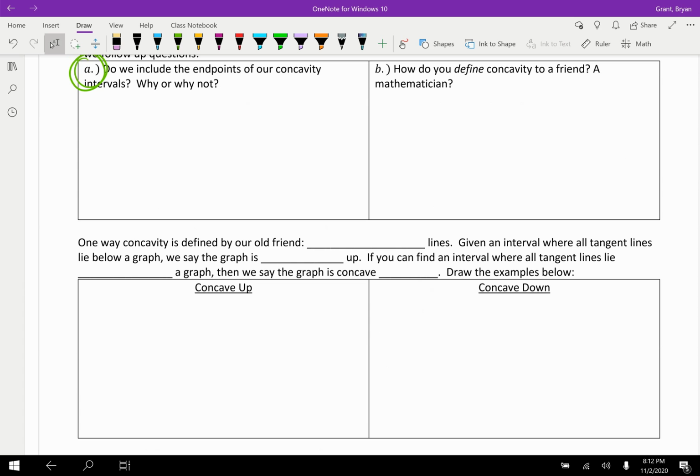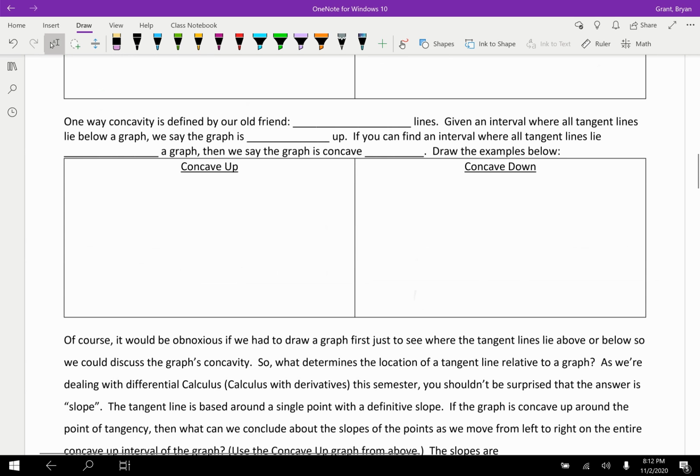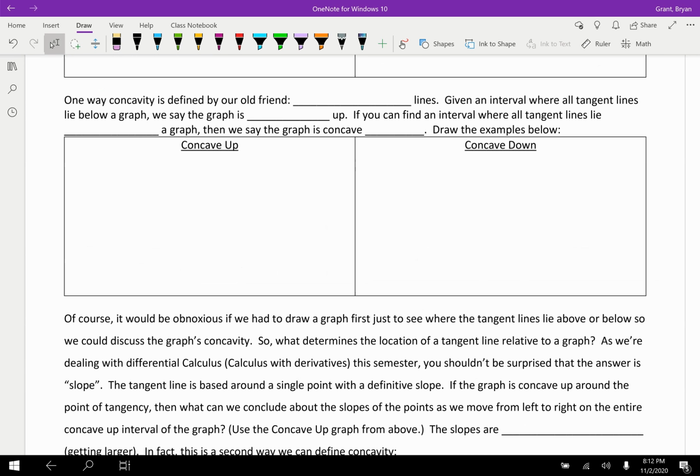ignored for a couple classes. It's been very rude of us, but we're coming back to them. So one way we can define concavity is using our old friend tangent lines. You're like, what? Why would you use a line to define the curviness?